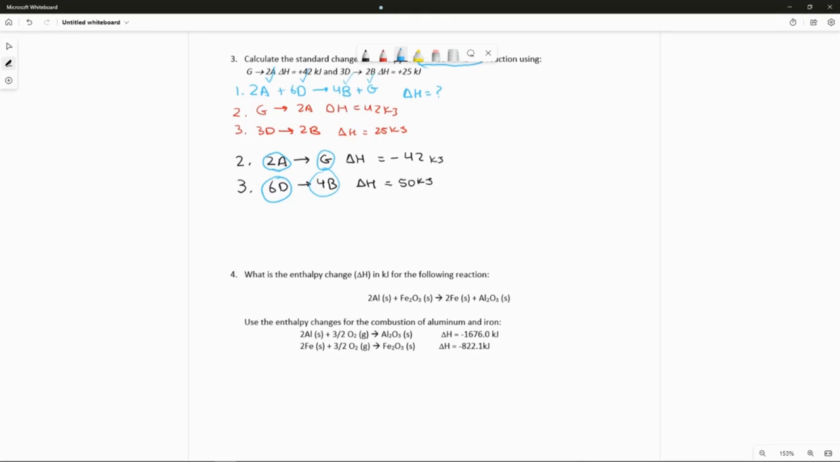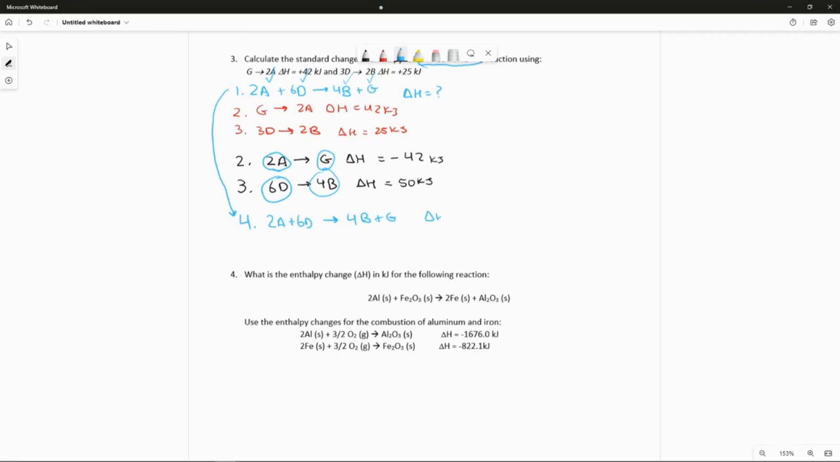Now, how do you find the enthalpy? When we verify this, we're going to write our final equation. We're going to bring it down this way, and we're going to make sure all of these equal the main equation up here. Let's bring it down: 2A plus 6D, arrow, and then we have a 4B here and a G here, 4B plus G. And we want to ask ourselves, is this equation identical to number 1? And yes, it is.